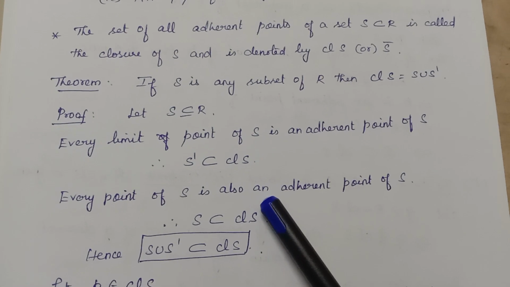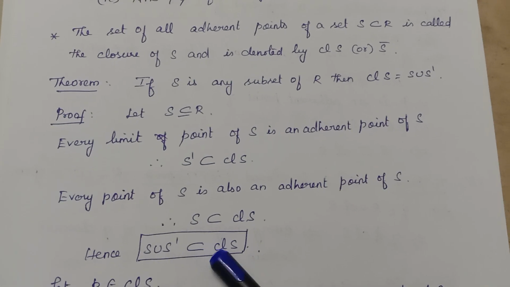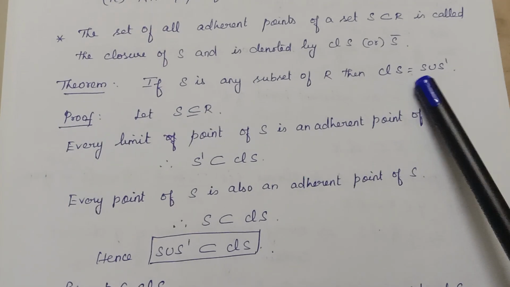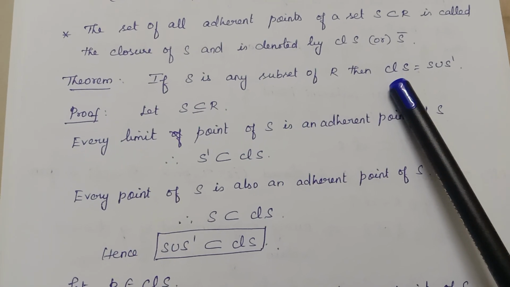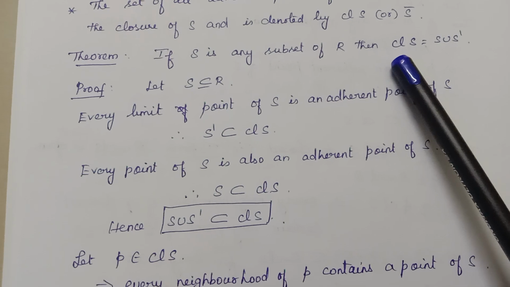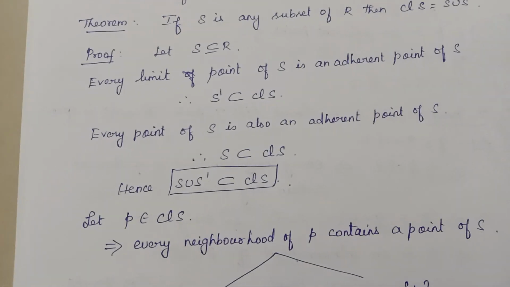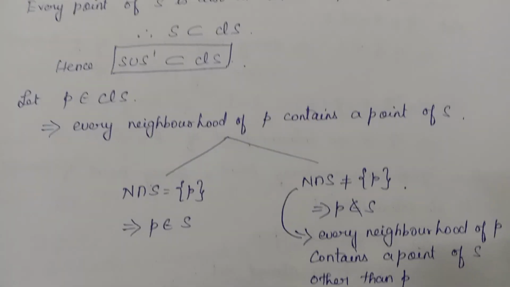So together how can we write? S union S dash is a subset of closure of S. So one side of inclusion we have proved here. So S union S dash is a subset of closure of S. The other side of inclusion we have to prove. That is, we have to prove closure of S is contained in S union S dash.